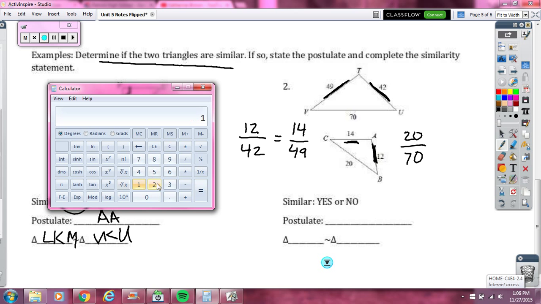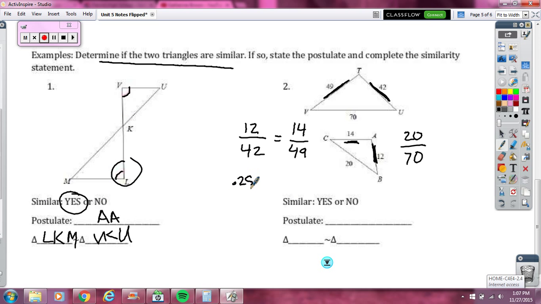So I'm just going to whip my calculator out and check to make sure that those guys are all the same. So 12 divided by 42, 0.28, blah, blah, blah, okay. 14 divided by 49, 0.28, blah, blah, blah, okay. And then 20 divided by 70, 0.28, blah, blah, blah. Cool, they all gave me that same number. So that would be my scale factor, 0.285.